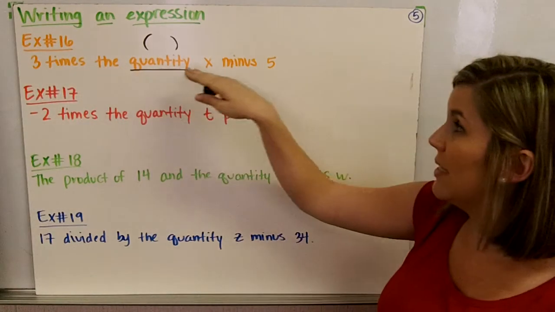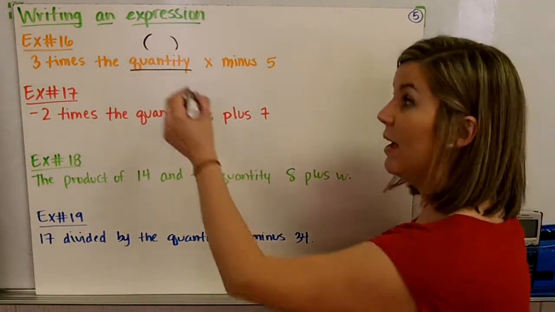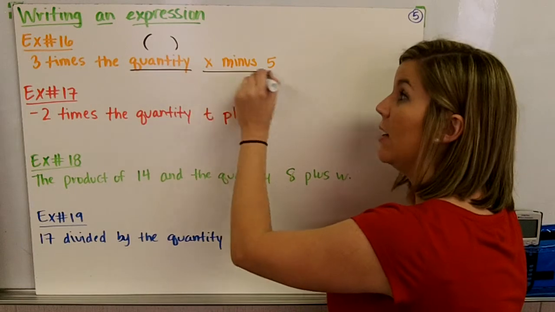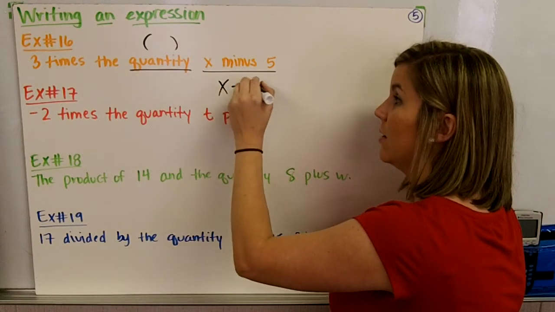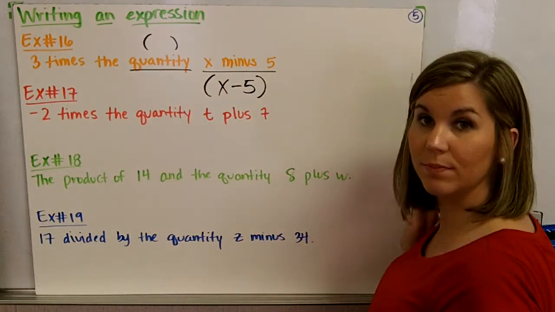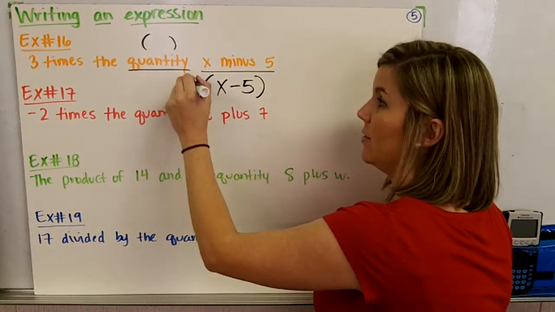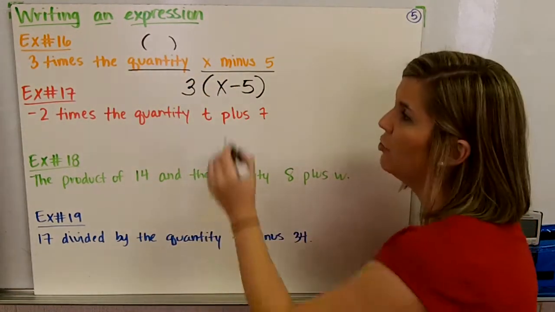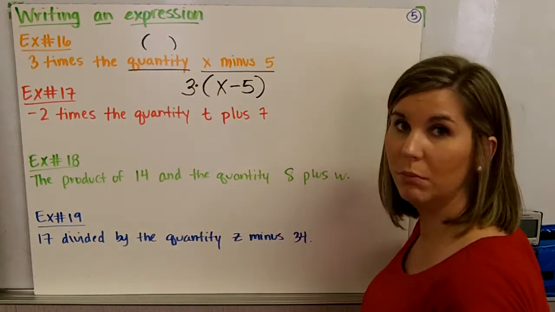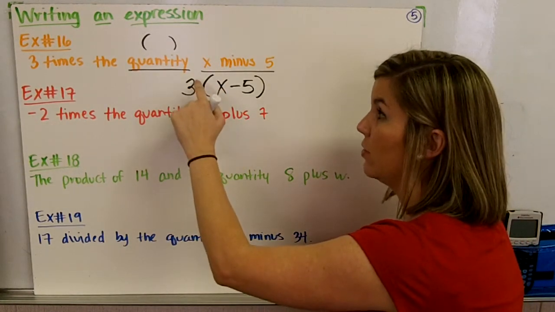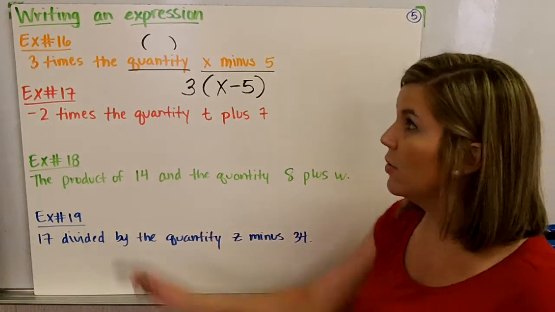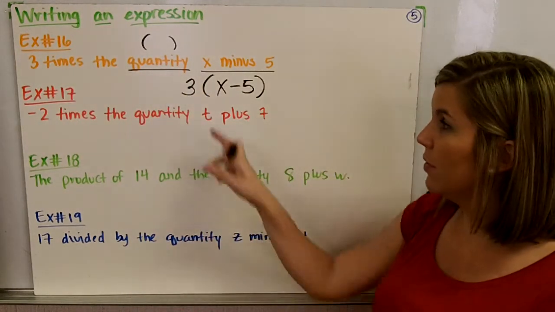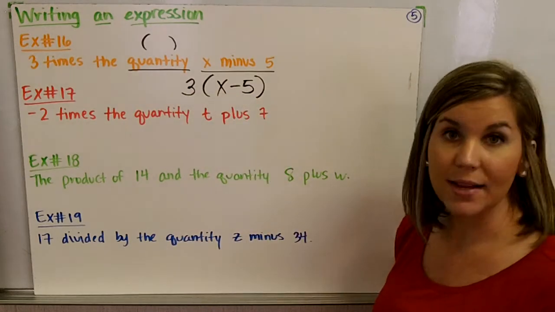3 times the quantity x minus 5. Now after the word quantity, you see x minus 5. That means x minus 5 goes inside the parentheses. 3 times that, so put a 3 on the outside. Now you can put a dot there if you want, but you should know that when you have just a number outside of parentheses, it means multiply, so that's where the 3 times came from. 3 times the quantity, x minus 5.